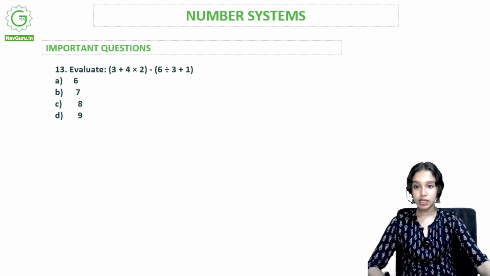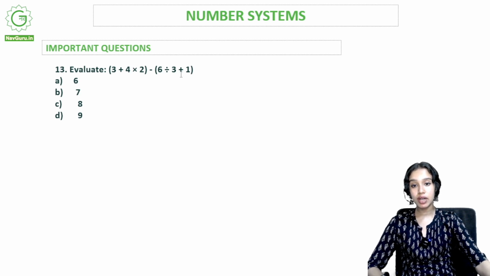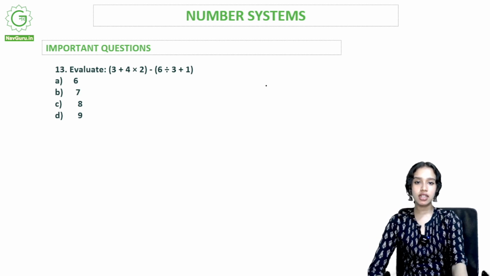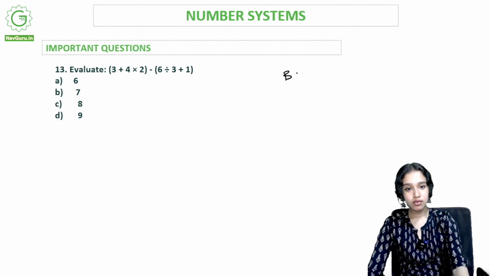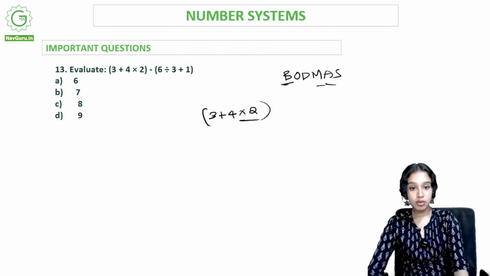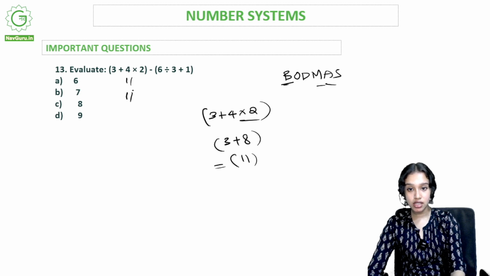Now let's move on to the next question. Evaluate 3 plus 4 into 2 minus 6 divided by 3 plus 1. So how do we do this? Again, let's go with the BODMAS rule. So first we do the brackets. In the first bracket, we have 3 plus 4 into 2. And what do we do first, multiplication or addition? We do the multiplication first, so we get 3 plus 8, which is 11. So for this, we get 11 as the answer.